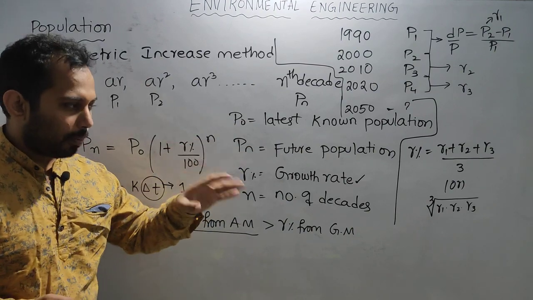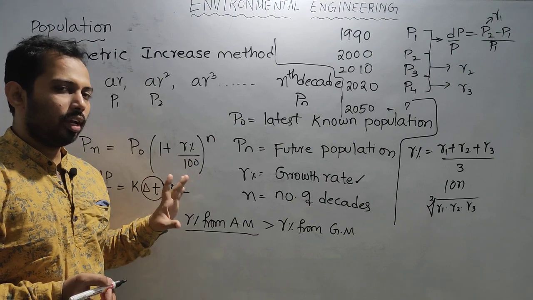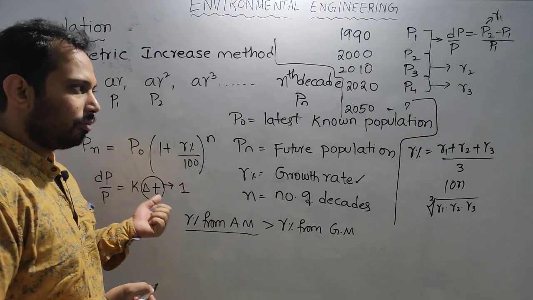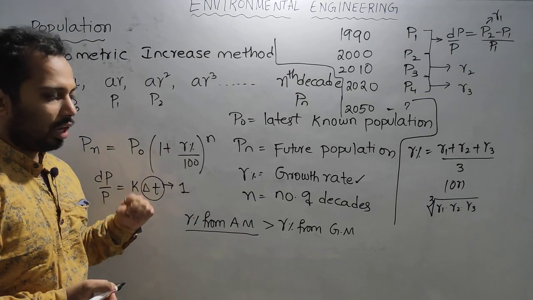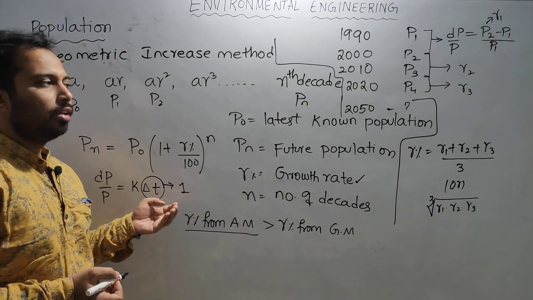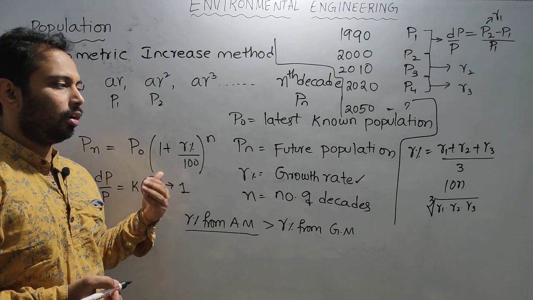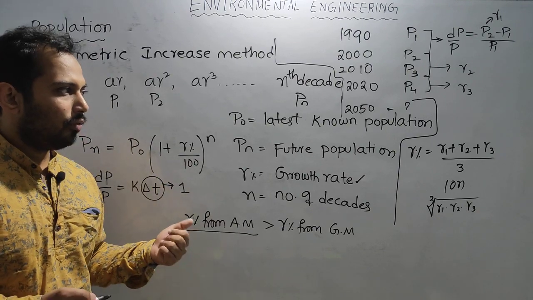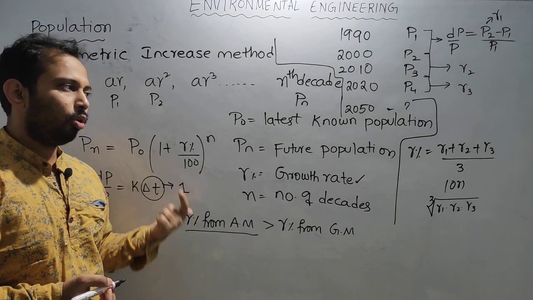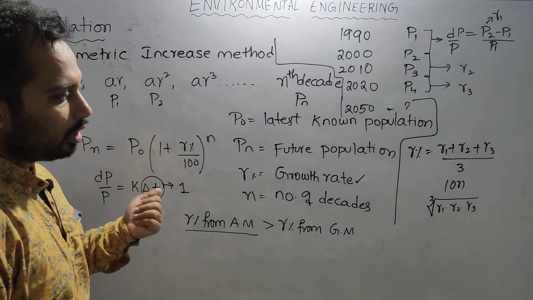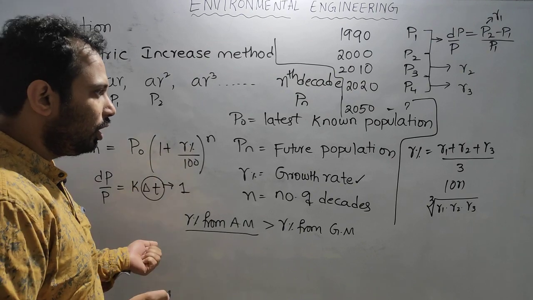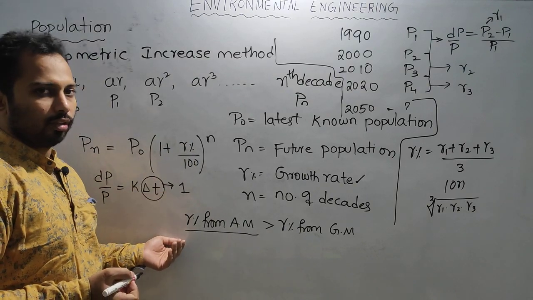But you can adopt anything. You will get nearby values only. You can try in the questions. Either you can take the arithmetic mean or you can take the geometric mean. If it is a question you are solving, then go with the geometric mean. If you are designing a system, then go with the arithmetic mean.